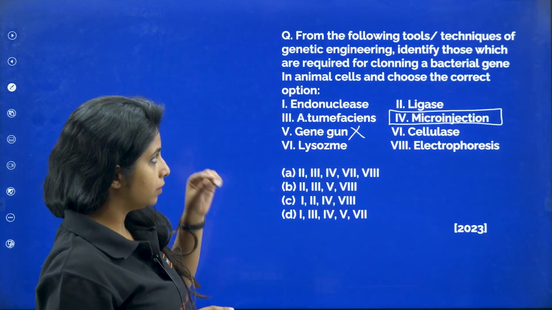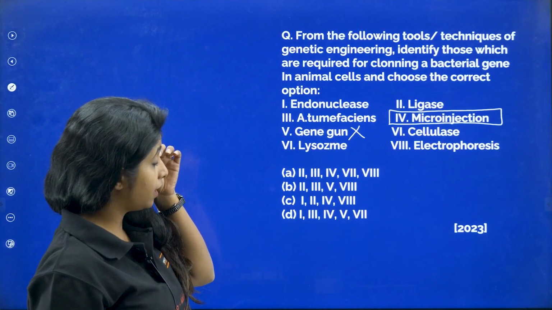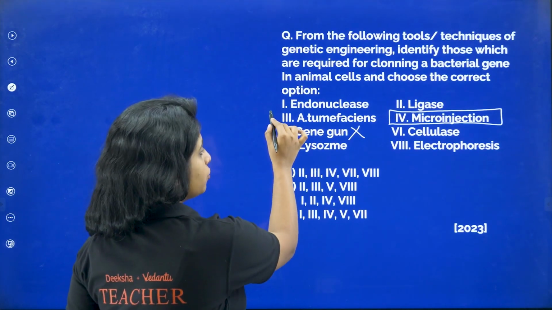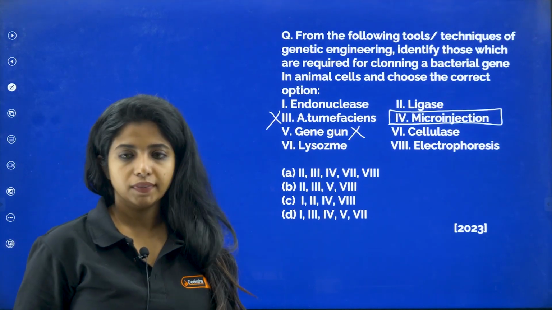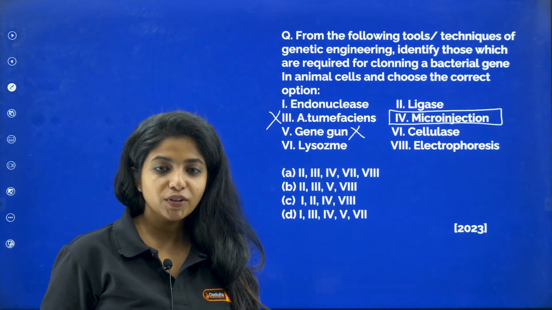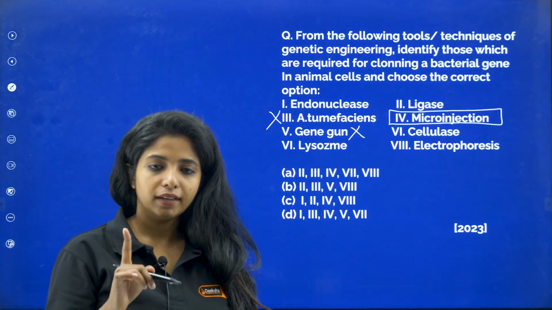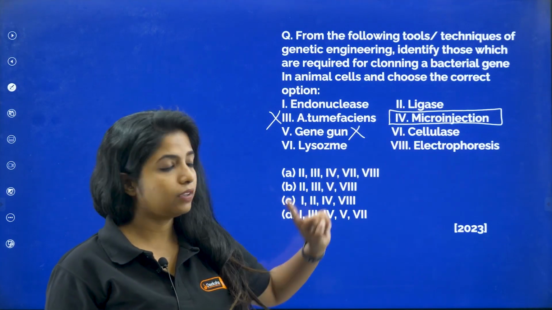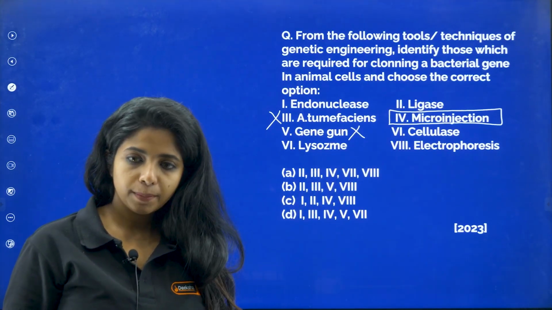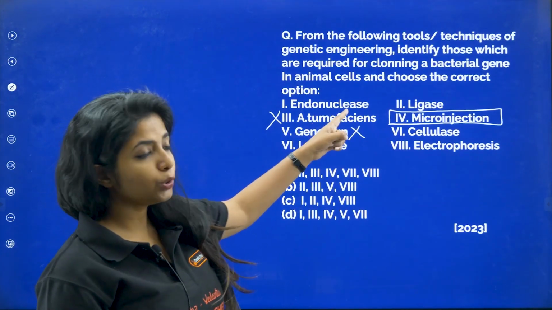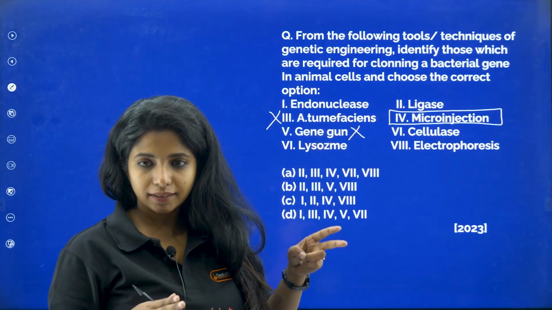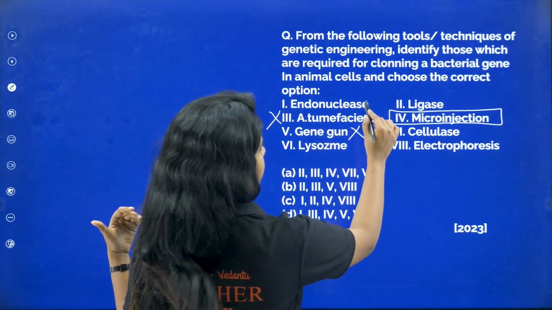And now what, my dear children? Tell me, can we use Agrobacterium tumefaciens again? No. We are not going to use that as well. We need either retroviruses or we can use micro-injection. Okay, now going ahead. Do we need endonuclease? Yes, because you have to cut. So endonuclease is required.